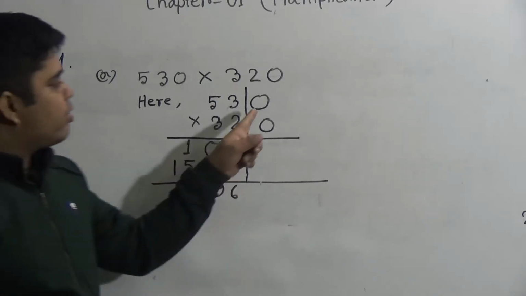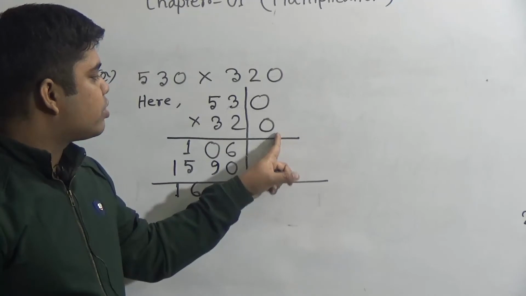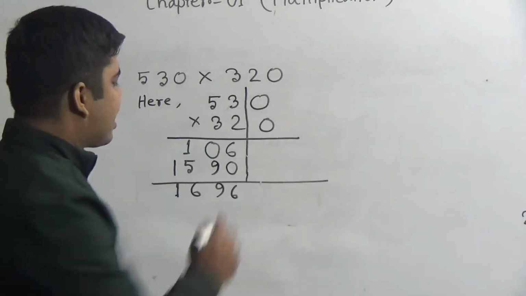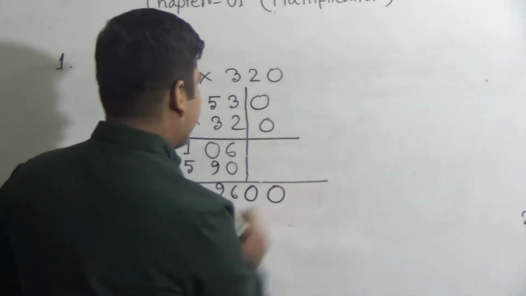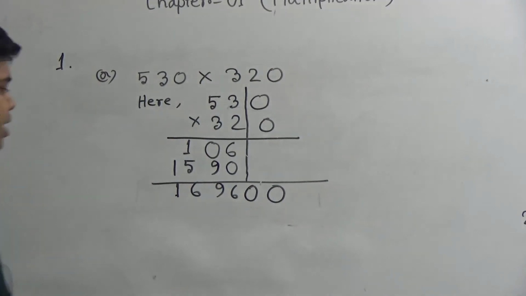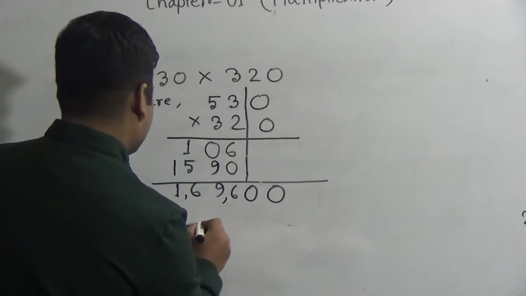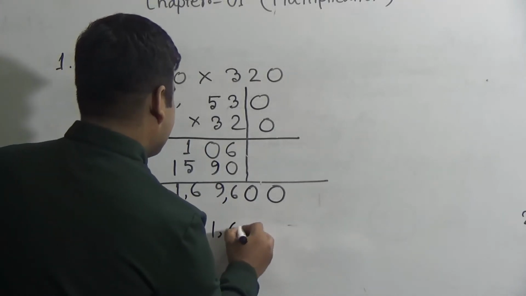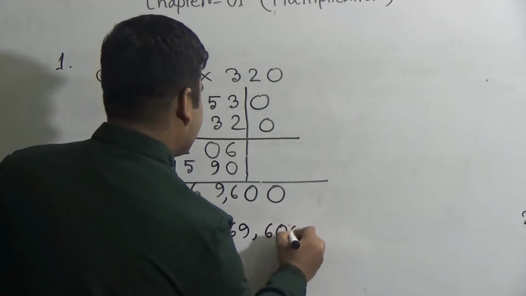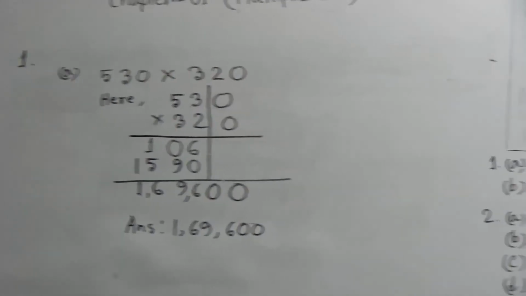My dear students, here you notice how many zeros are there? There are 1 and 2. That means 2 zeros. Now I write these 2 zeros here. And I hope it is easier for you to understand. And when you solve this math, then you can save your time. Okay? So as our solution is done, so I write here answer. 1,69,600 will be the answer of this question. Okay? Next on question number B.